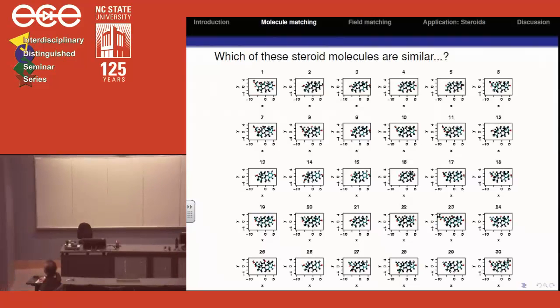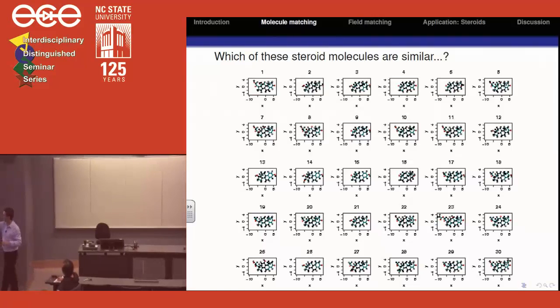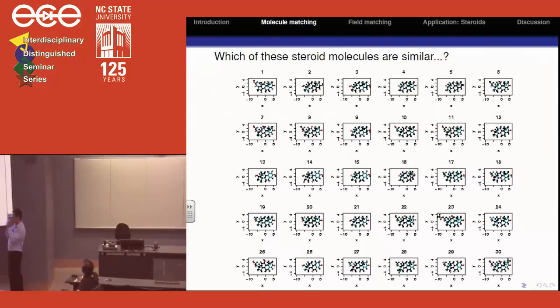There are 30 steroid molecules here, and what I've done is I've plotted them. It's just the XY view. They're actually three-dimensional drugs, but there's a clear axis running through them, so that I can plot them in this view, and then you can compare them. So my question, first of all, is for you to tell me which ones are similar. Look at them and see if you can see any similarities. Just use your eye to look over them.